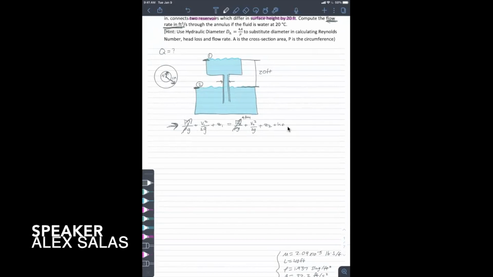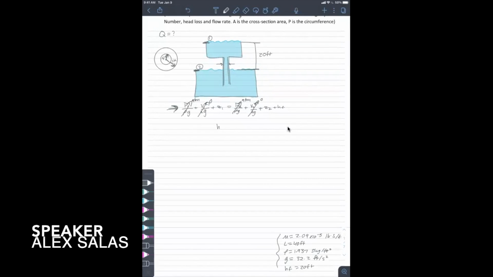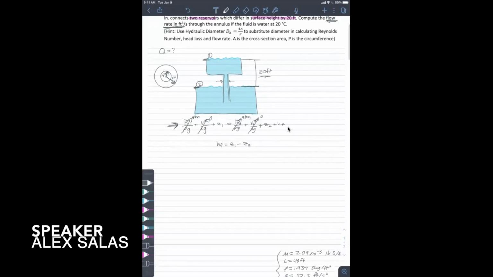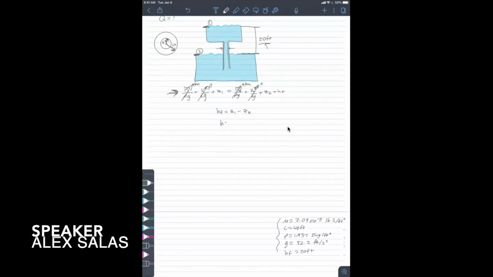I know that these 2 will cross out because both pressures are atmosphere and everything else would be the same because water and gravity is the same. And then these will cross out as well because velocity at the surface is 0, meaning that our head loss is just z1 minus z2, the difference between the 2 points, and that's given by 20 feet. So head loss is 20 feet.